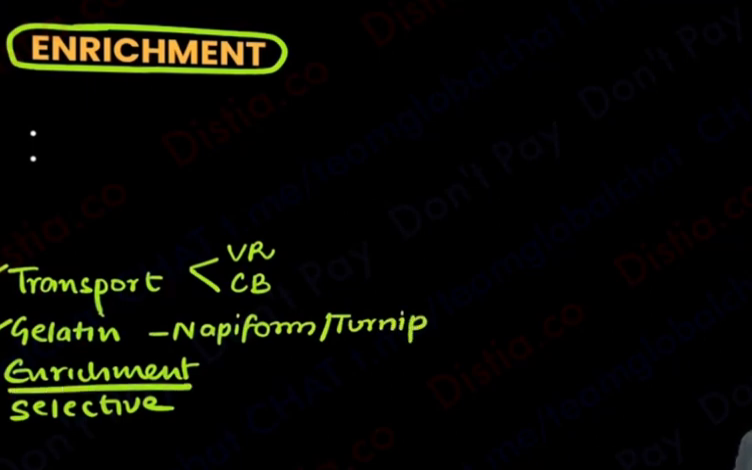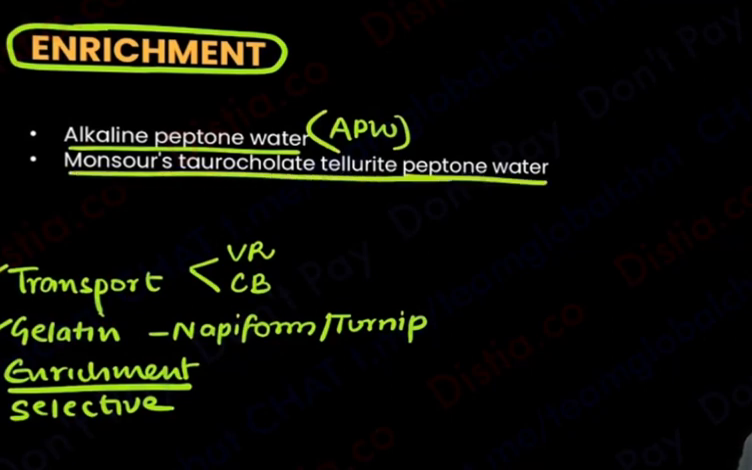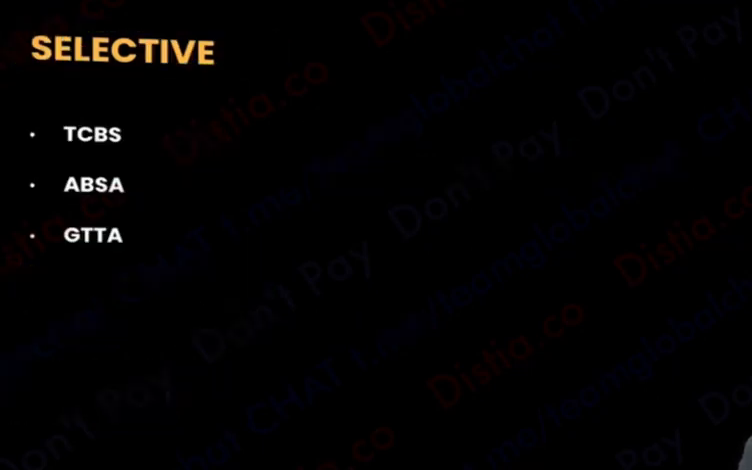Now let's come to enrichment. Something alkaline will be there. Either you can have APW, that is alkaline peptone water, or you can have another peptone water, that is MTTP. MTTP is what? Monsur taurocholate tellurite peptone water. So some peptone water you have to consider, either alkaline peptone water or some tellurite taurocholate kind of peptone water has to be there. That is water, because enrichment broths, enrichment media, are always liquid, so some water will come here. Okay, now we come to the selective media.